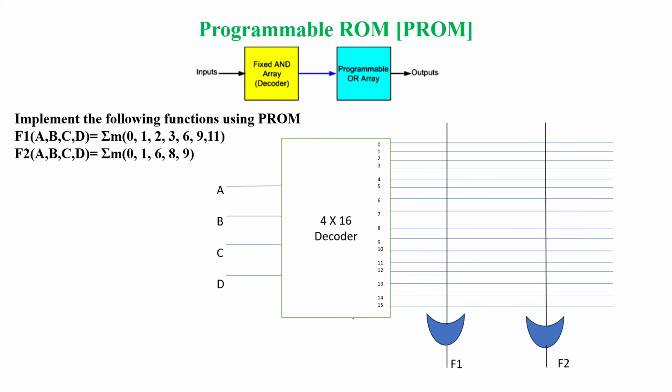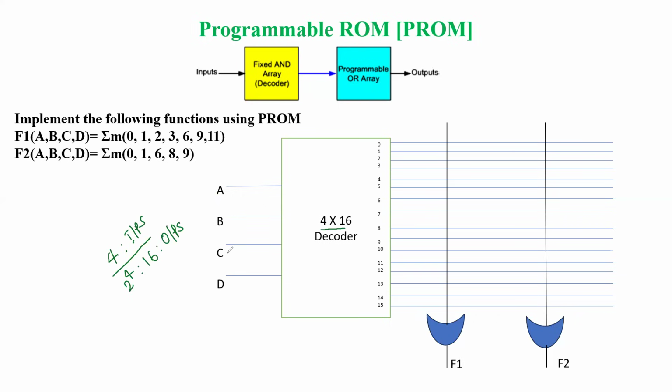So the size of the decoder, here we are going to choose on the basis of input variables. Since here we have 4 input variables, that's why we'll have 4 inputs to the decoder. Since we have 4 inputs to the decoder, it will generate 2 to the power 4, means 16 outputs. So we are going to get the 16 outputs. So decoder size is 4 cross 16.